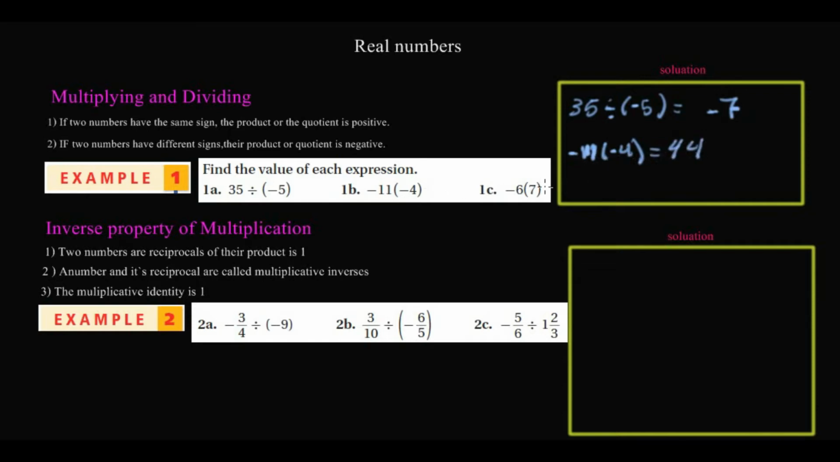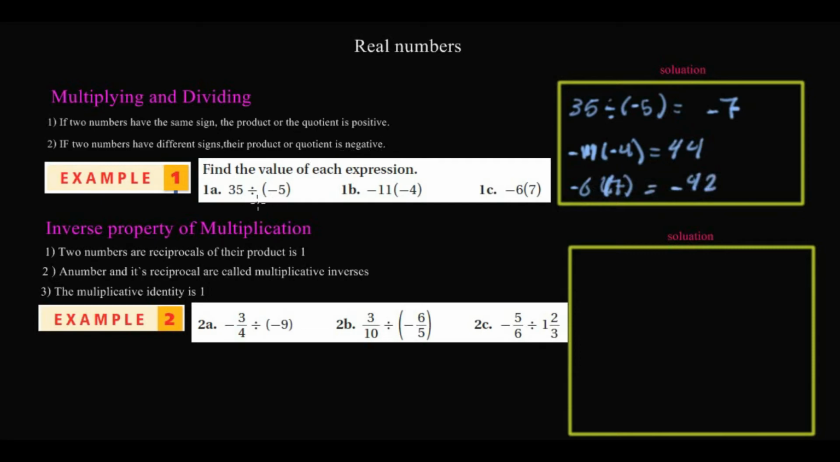For the third one, we have negative 6 and then brackets with 7, so that means we have two numbers multiplied together, because there is no sign between them, which refers to multiplication. The first one is negative and the second one is positive, so the answer is going to be negative. Then 6 multiplied by 7 is 42. So that is the first part in our lesson today.